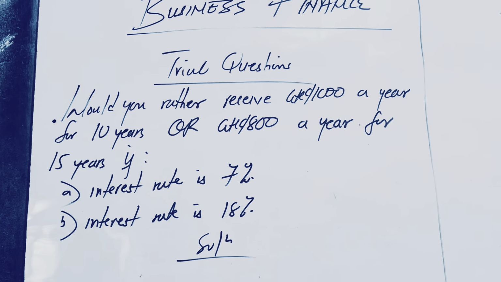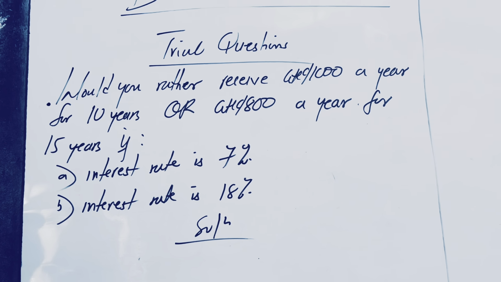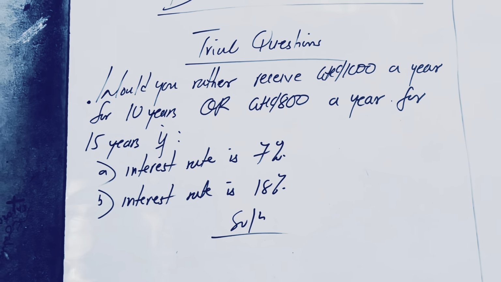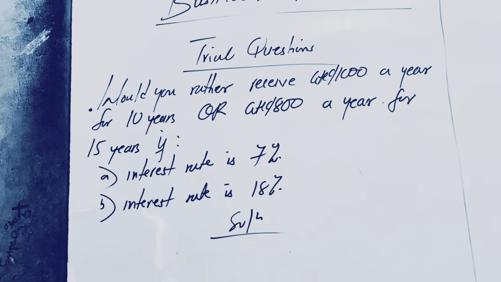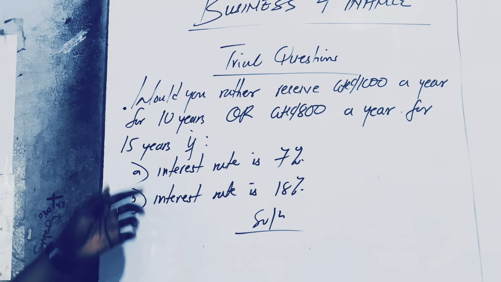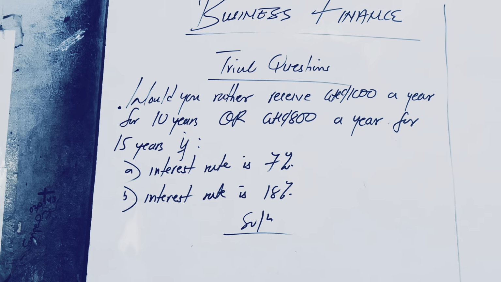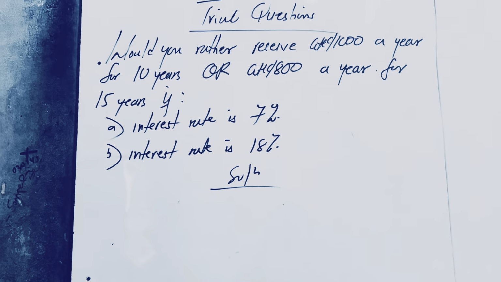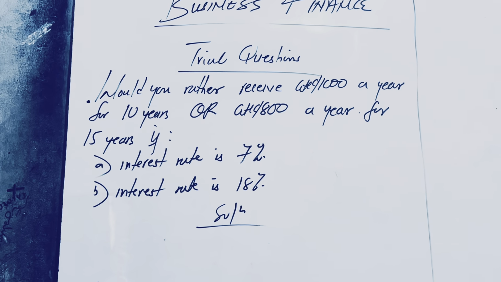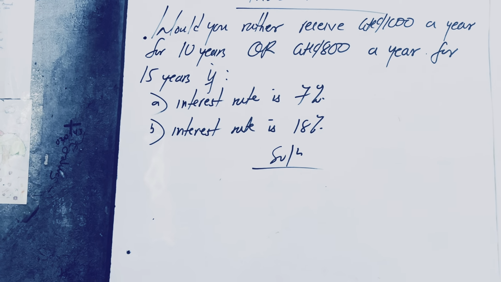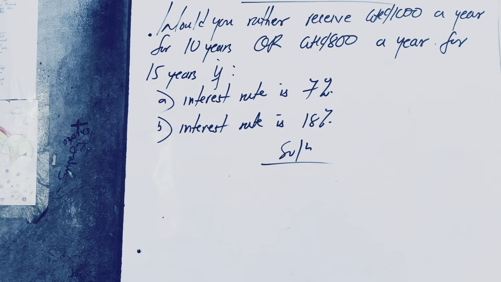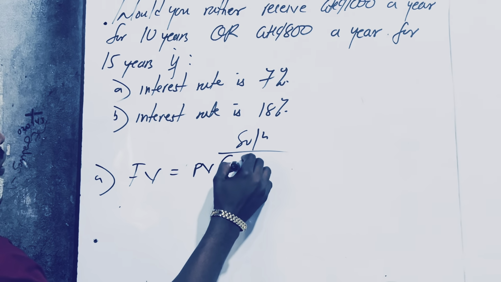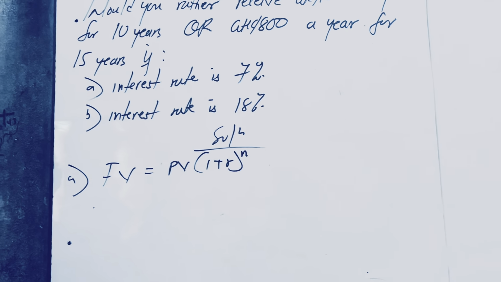So here, let's look at the future value at the end of the 10 years. If I'm receiving 1,000 Ghana cedis a year, and I'm receiving 800 Ghana cedis a year for 15 years, which one would you prefer? As a rational human being, we are all going to prefer the one that will give us a higher future value, or higher future returns. So let's look at the future value here.